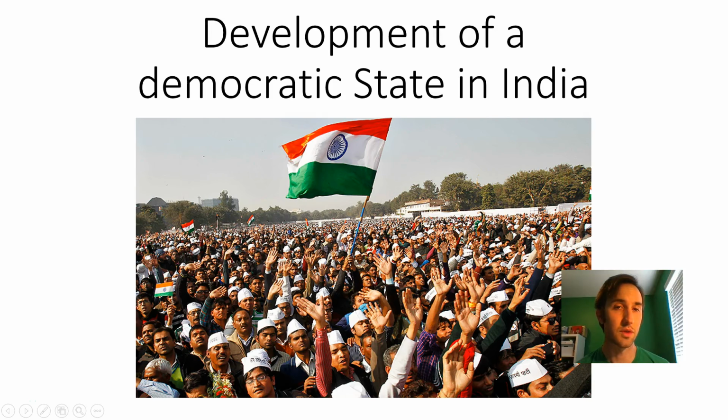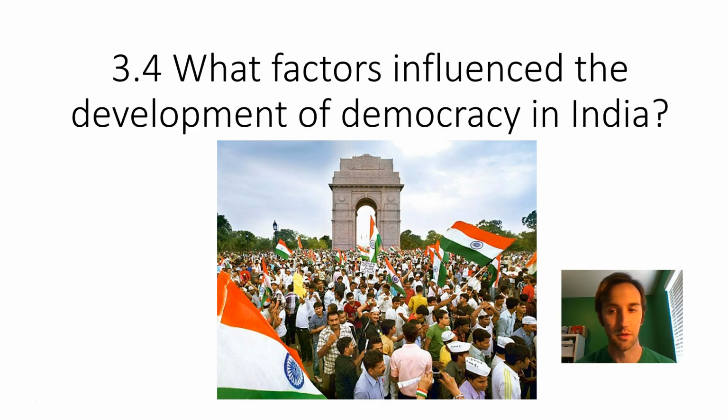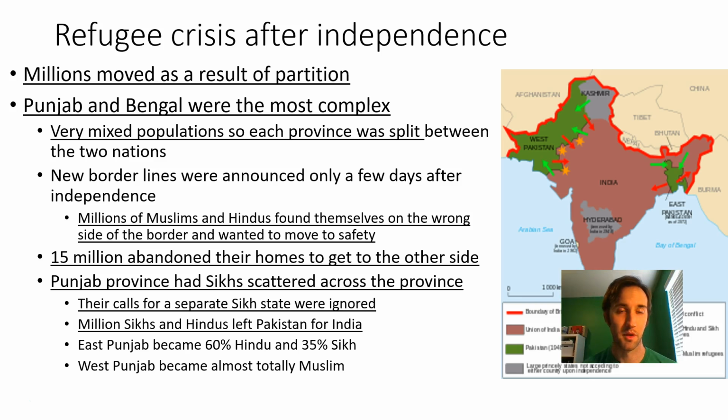These sections are going to look at the development of a democratic state in India. First off, we're going to take a look at what factors influence the development of democracy in India. First off is the refugee crisis immediately after independence.